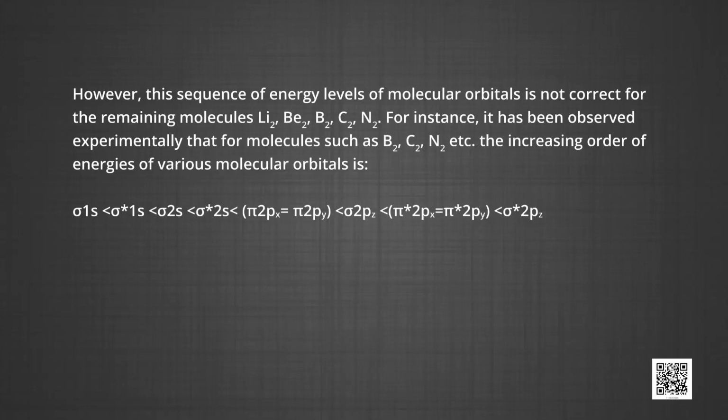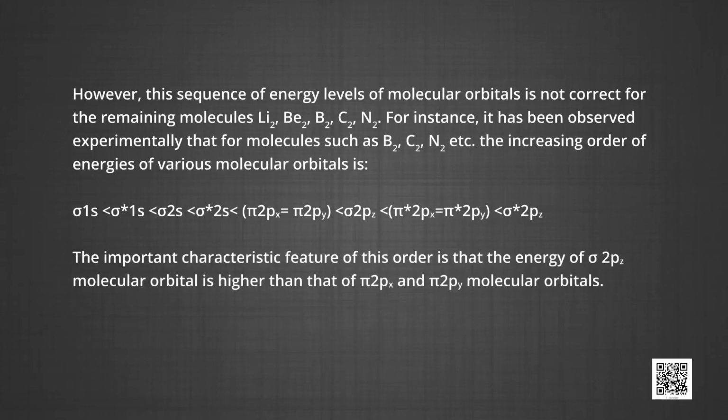Further, it is less than pi antibonding 2px equals pi antibonding 2py, which is less than sigma antibonding 2pz. You have to learn this series to write the molecular electronic configurations. The important characteristic feature of this order is that the energy of sigma 2pz molecular orbital is higher than that of pi 2px and pi 2py molecular orbitals.